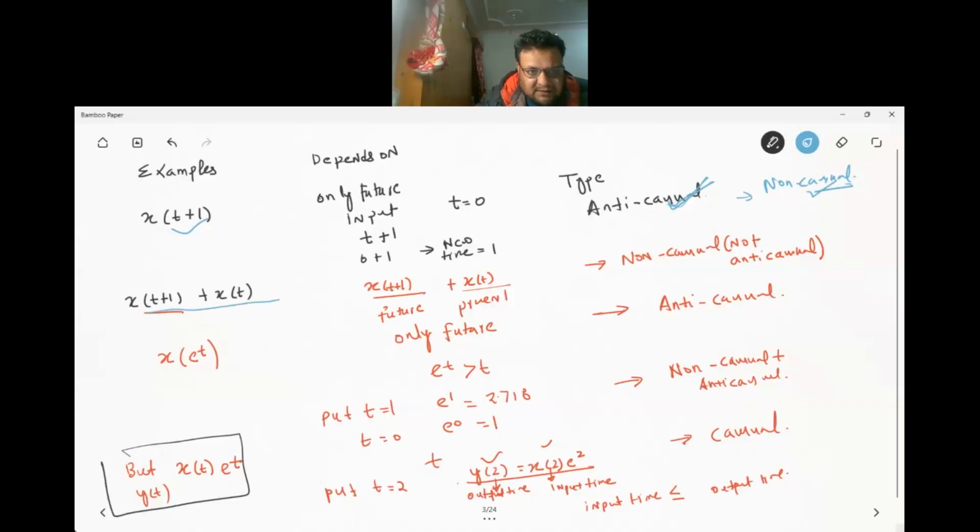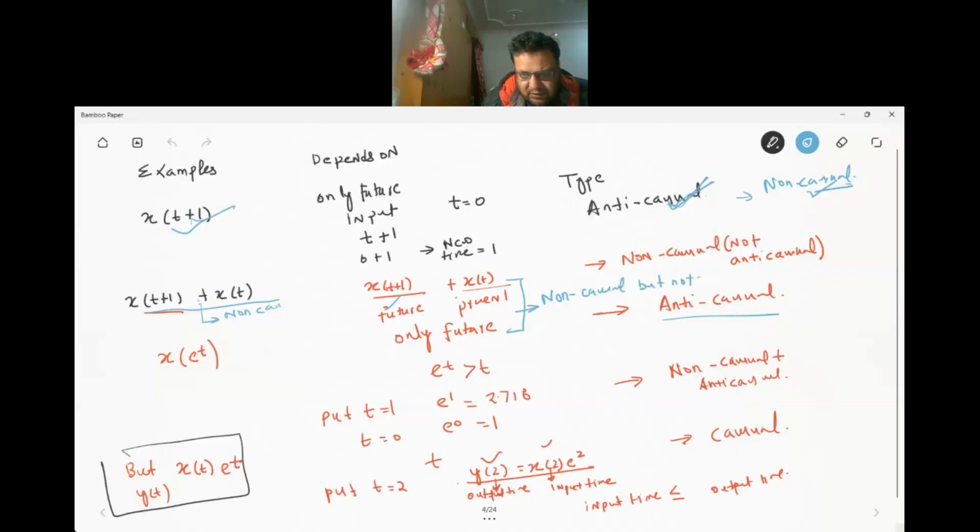Here you see, this is not an anti-causal signal. Why? This is a non-causal system, because this is your future and this is your present. So you can say this system is non-causal, but not anti-causal. For anti-causal, only the system has to be this.